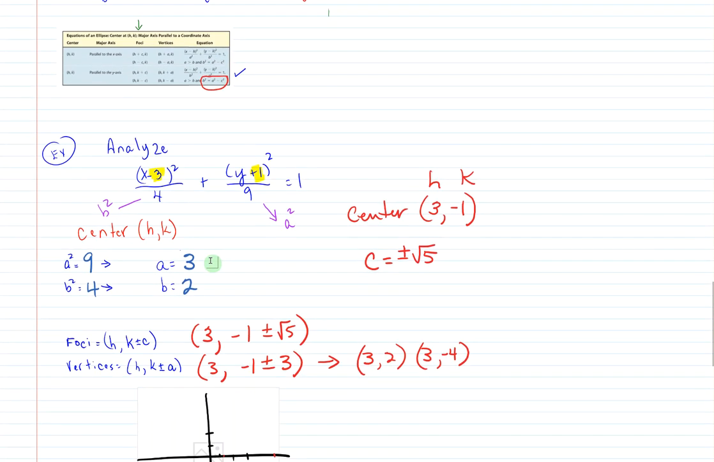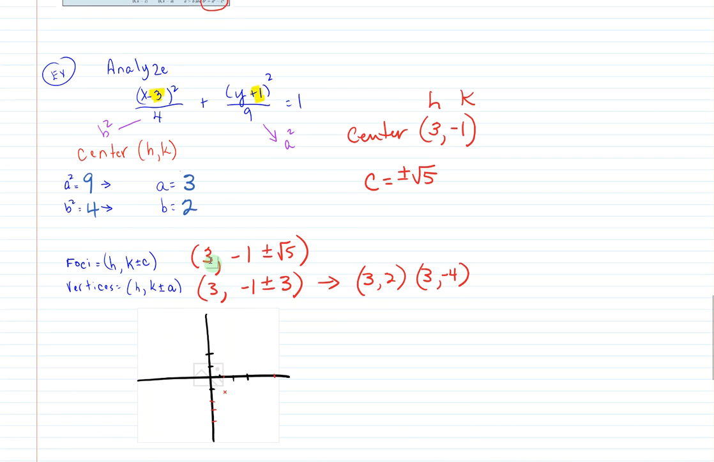And so let's look at this one. Analyze this one. The bigger number here is under the y. That means we're going to be parallel to the y-axis. The center is going to be at a +3 and a -1. Remember, they will change sign because you're pulling them out of the parentheses. So the center would be (3, -1). The a squared is 9, which gives you an a value of 3. b squared is 4. That gives you a b value of 2. The foci, and here's the formula, (h, k plus or minus c).